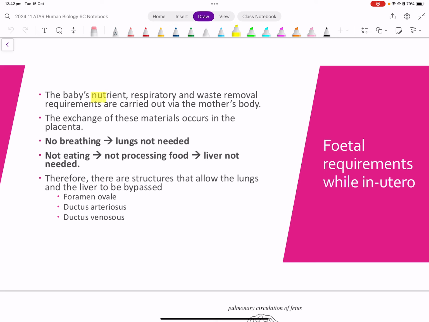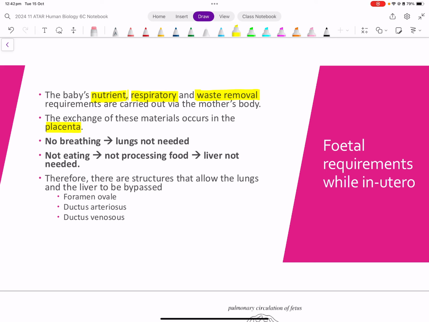In terms of fetal requirements, we've looked at these previously with the placenta, but three of the key ones are that the fetus requires nutrition, it requires respiratory assistance, and it also requires waste removal, as well as things like immunity and hormonal control. The exchange of all of these materials occurs thanks to the placenta. But there are two really important observations we need to make.